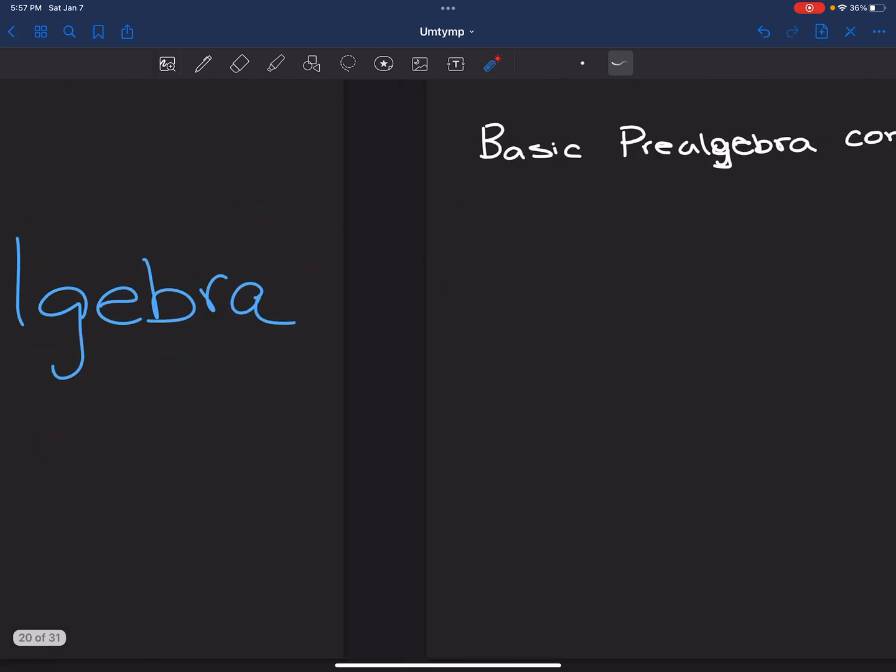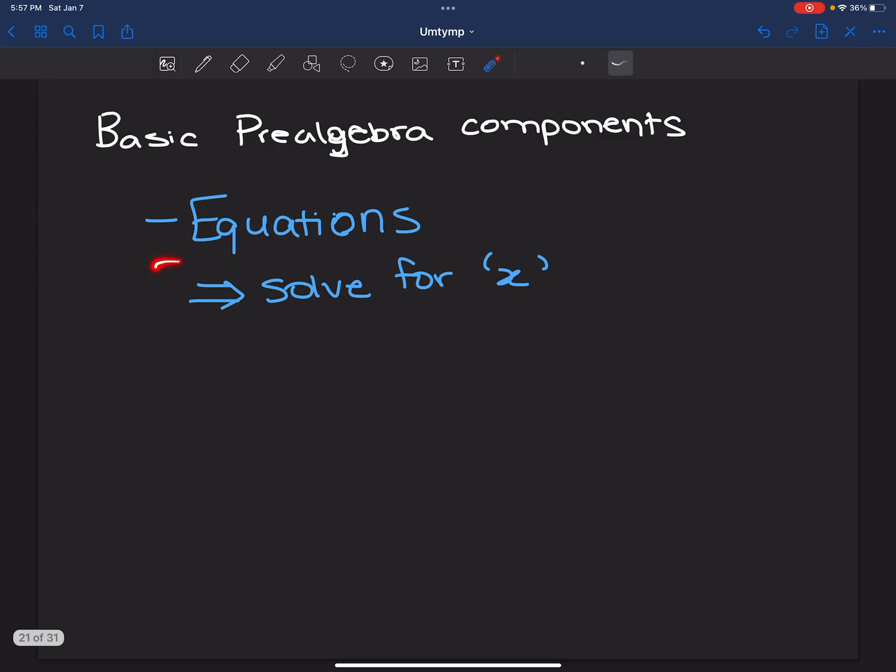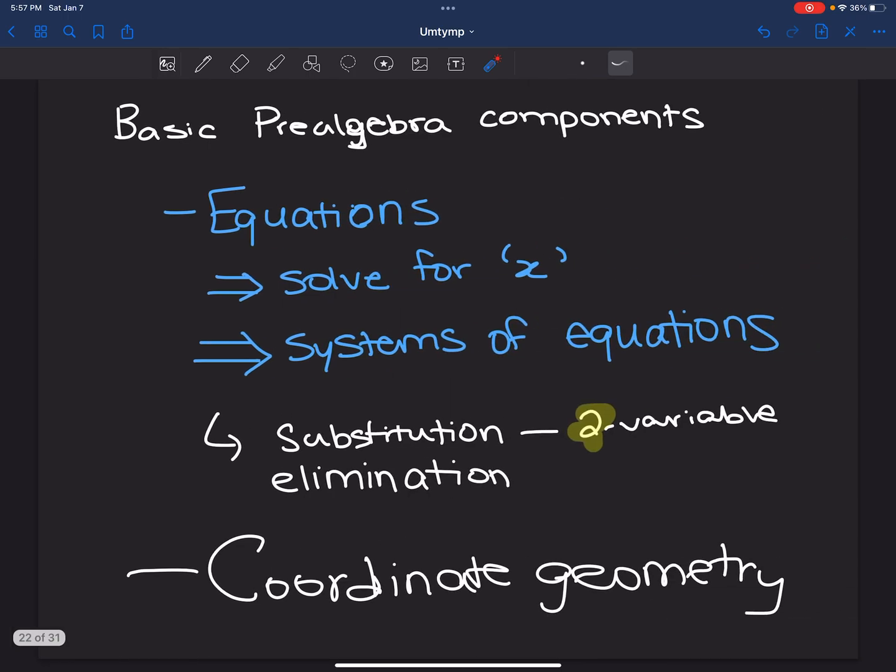Let's get started. These are the most common components that'll be on the exam. Equations, such as solving for x or y or whatever variable. And then systems of equations. You'll be asked to do substitution, elimination, two variable. For what I know, I didn't experience any 3 or 4 variables, so you wouldn't need to worry about that.